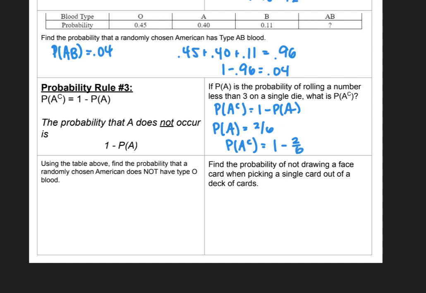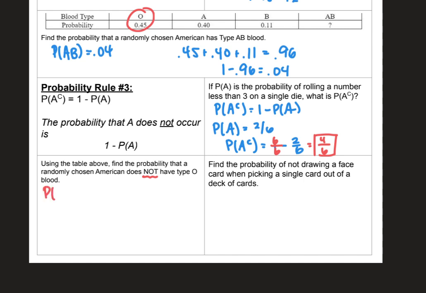So since this is fractions, we can actually easily subtract this. We can turn 1 into 6 over 6, and we can subtract. 6 minus 2 is 4, and then the denominator stays the same. So the probability of A complement would be 4 out of 6. All right, the next example says, using the table above, find the probability that a randomly chosen American does not have type O blood. So again, we're using the complement rule.